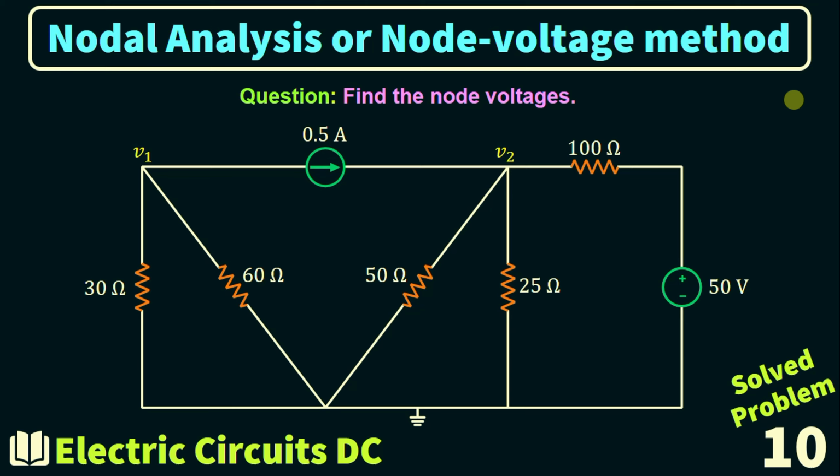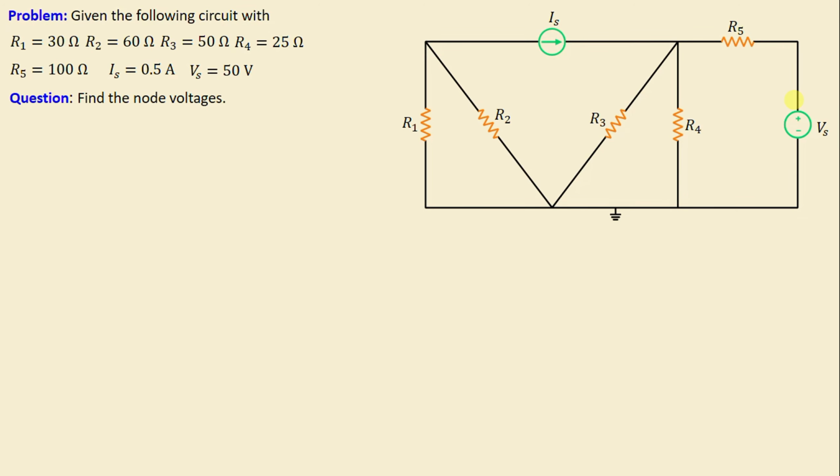Solve the problem number 10. Let's consider this network consisting of 5 resistors labeled R1 through R5 as well as one independent current source IS and one independent voltage source Vs. The question now is to find the node voltage. Let's move on to the solution.